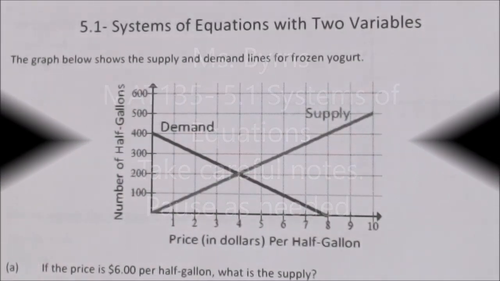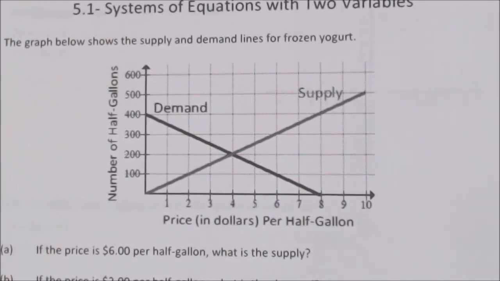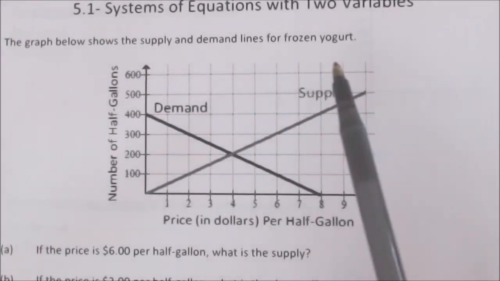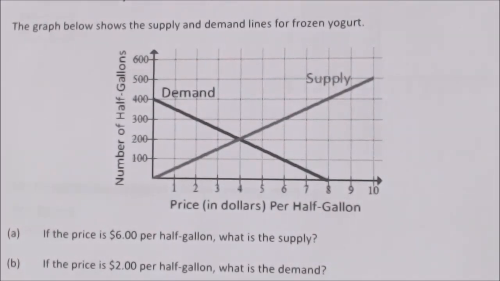At systems of equations. This first graph gives you a supply and demand line for a company that sells frozen yogurt. If you're a business major, if you've talked about microeconomics or taken that class yet, you may have talked about supply and demand. And so here's an example of that.